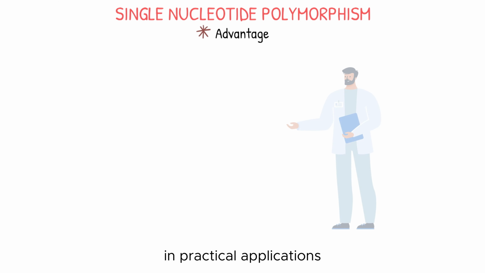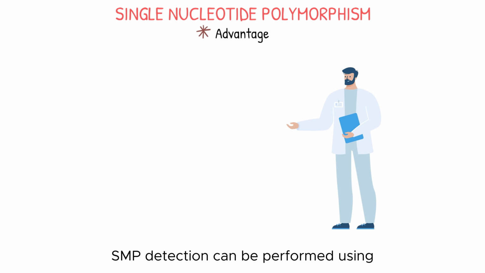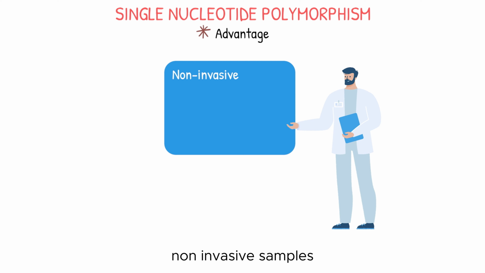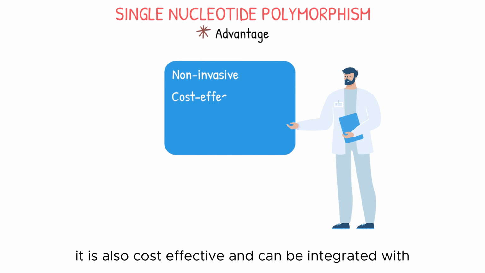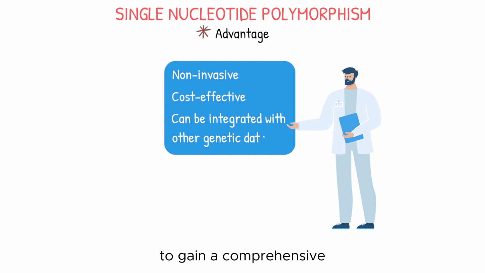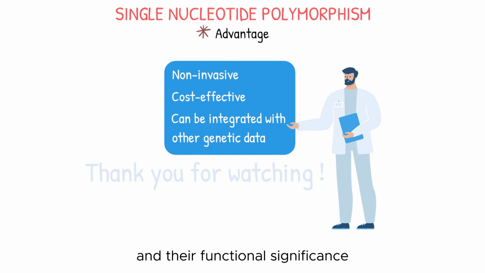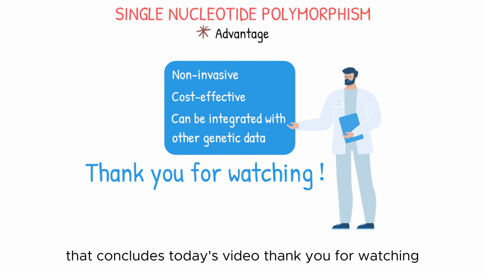In practical applications, SNP detection can be performed using non-invasive samples, making it more convenient and non-intrusive. It is also cost-effective and can be integrated with other genetic data to gain a comprehensive understanding of genetic variation and their functional significance. That concludes today's video.